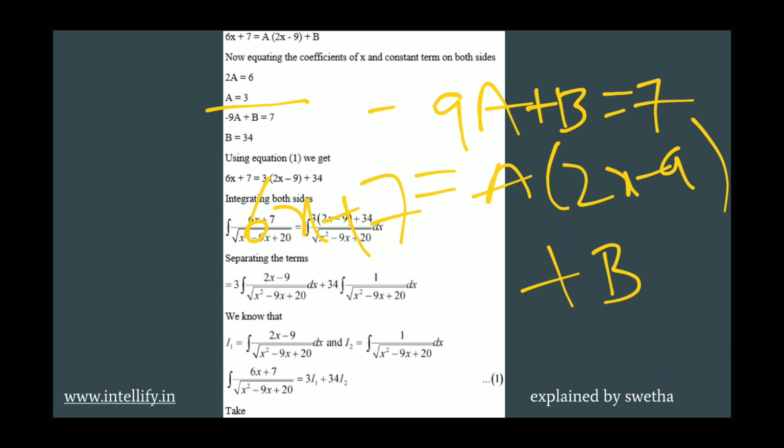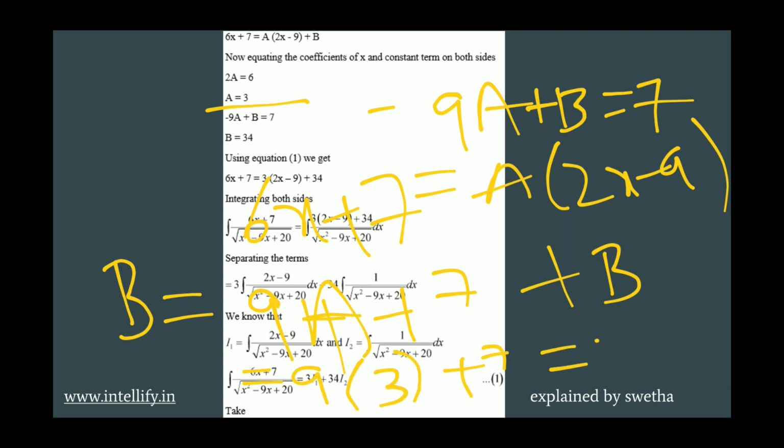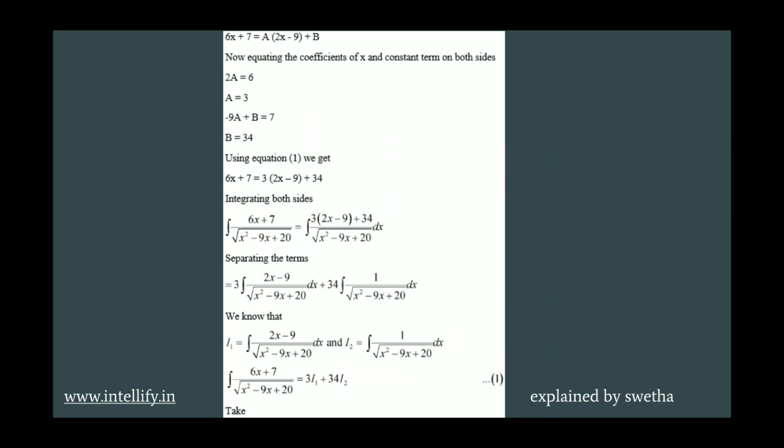Therefore, a equals 3, and also minus 9a plus b equals 7. Put the value of a equals 3. Therefore, b equals 9a plus 7, which is 9 into 3 plus 7, that equals 34. So we got the values of a and b. Now put in equation 1, we get 6x plus 7 equals 3 into (2x minus 9) plus 34.